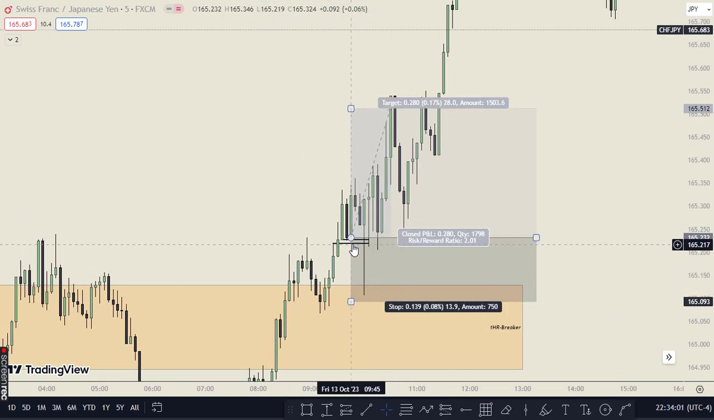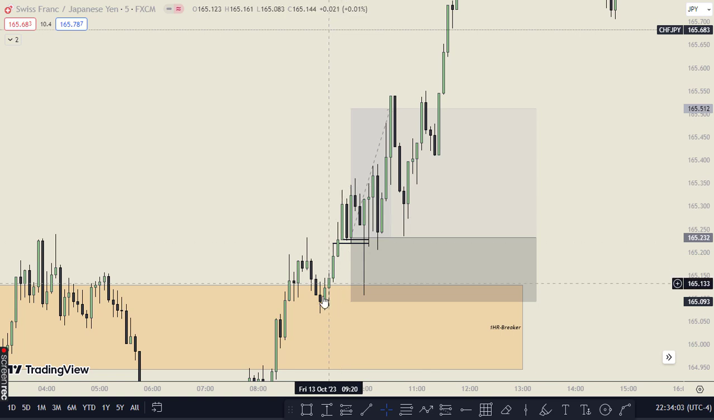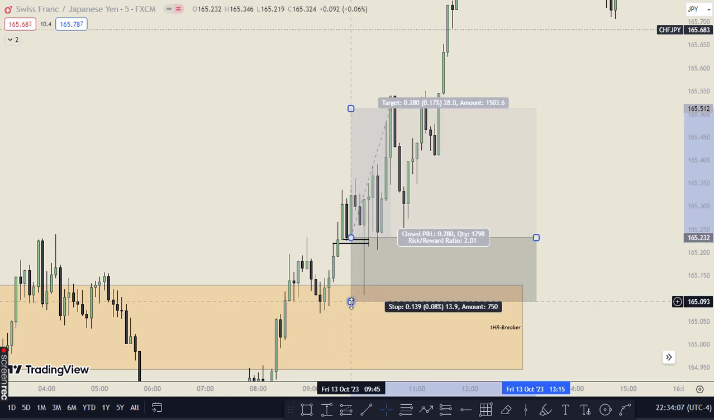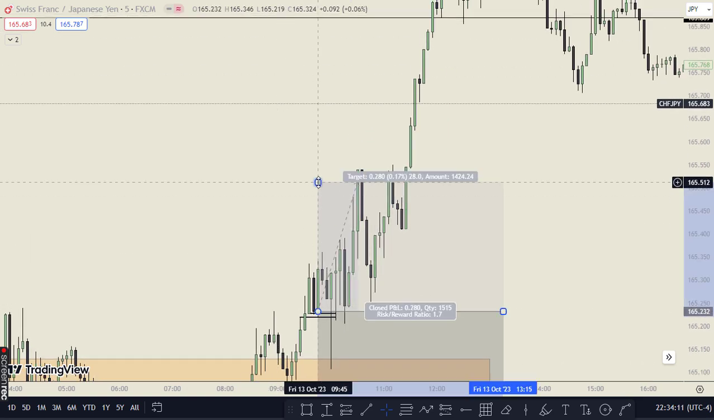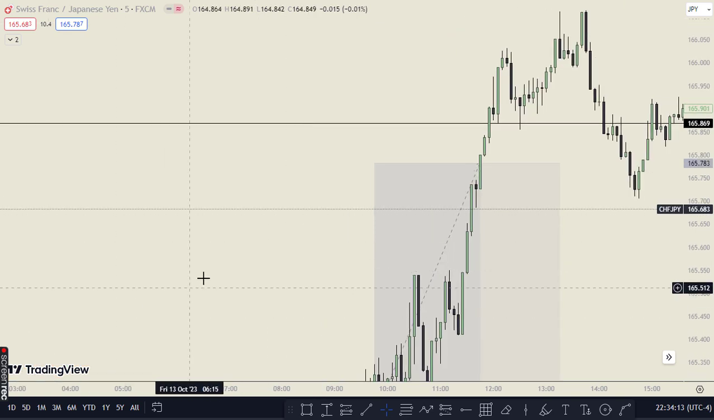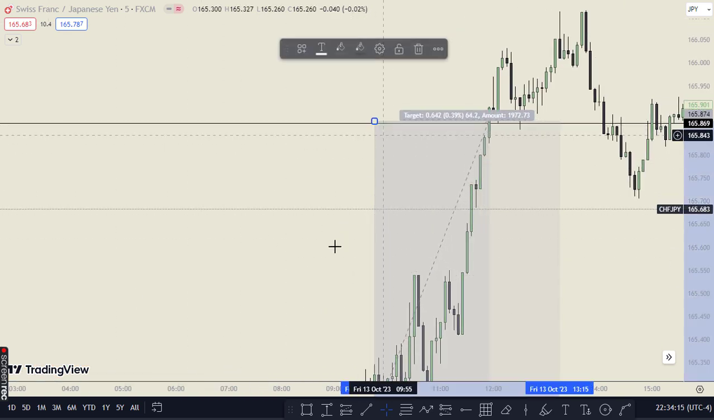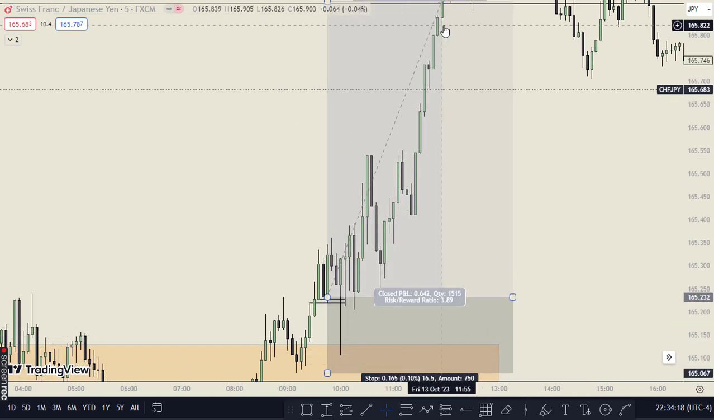So as you can see here, we have an expansion, energetic displacement, leaving a fair value gap. The entry is here, your stop loss is here, just below that swing. And now you can target all that consolidation on the upside. And as you can see, price exploded to the upside.